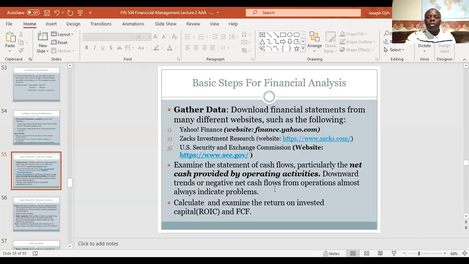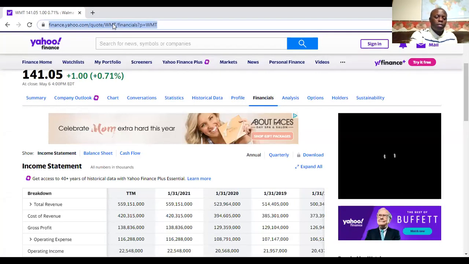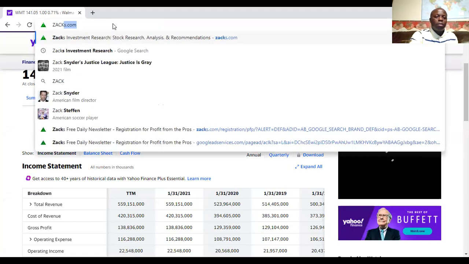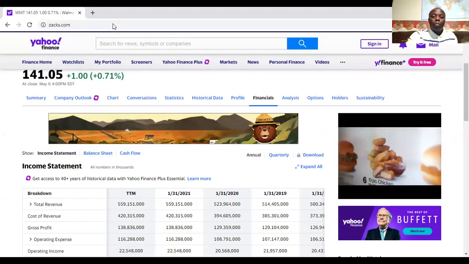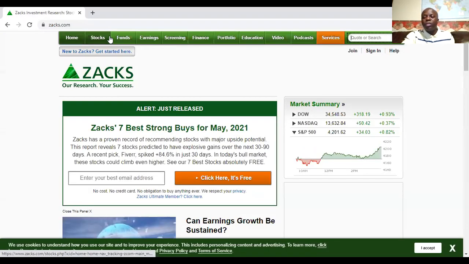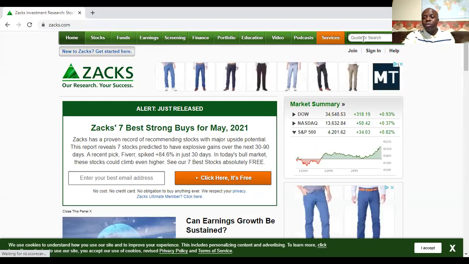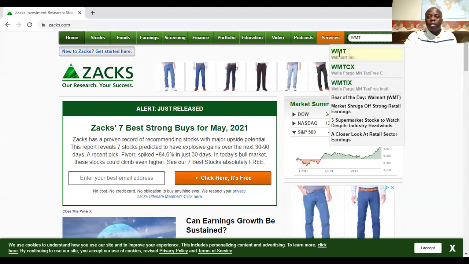Now, this is just one of the websites you can go to get information. Another website you can go to is the Zacks Investment Research website, and the website is zacks.com. Let me take you there. You go to zacks.com, and then you can search for any company that you want, as long as the company is publicly traded. Like I said, we are using Walmart. I can type WMT, put the trading symbol, and you can see Walmart is out.